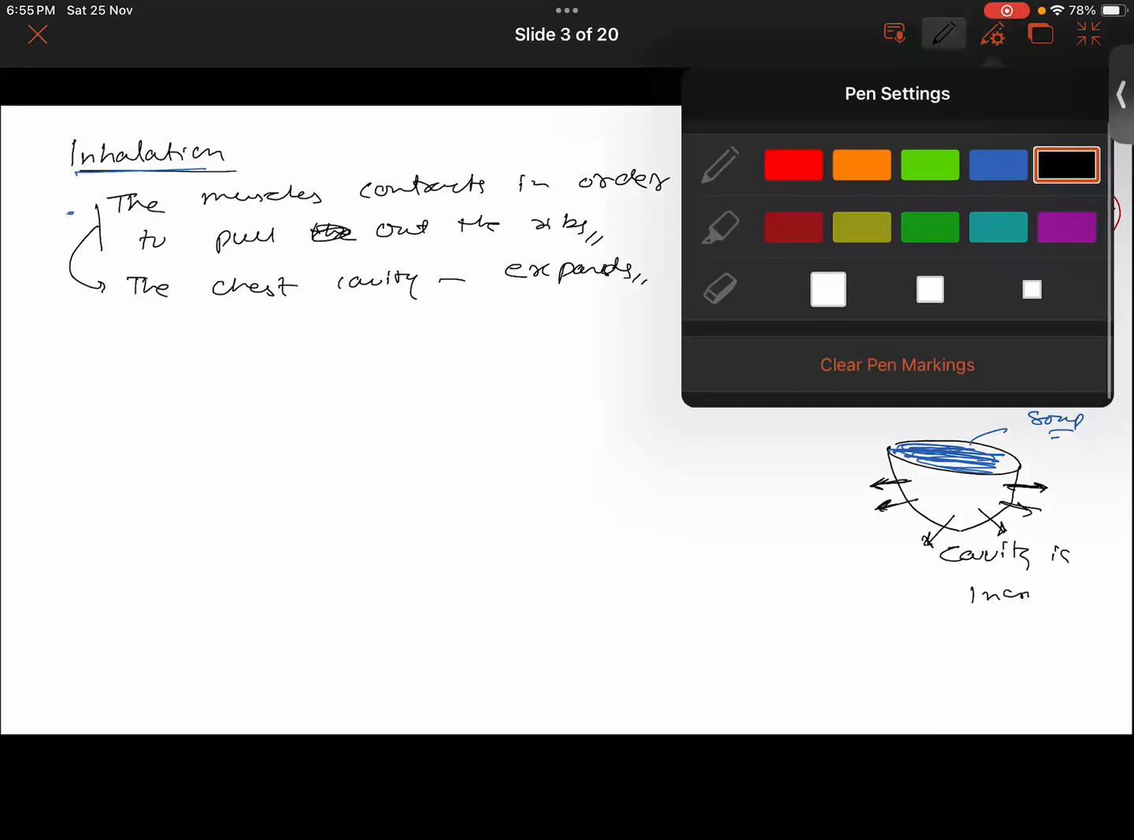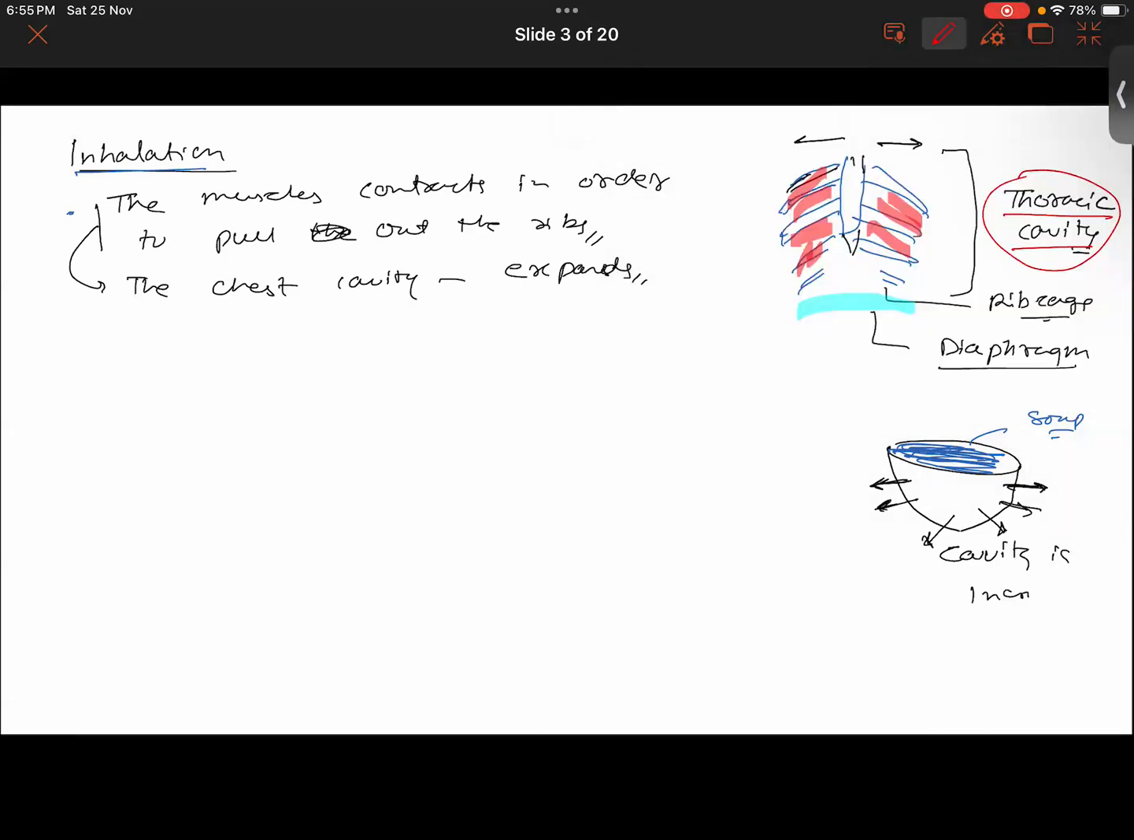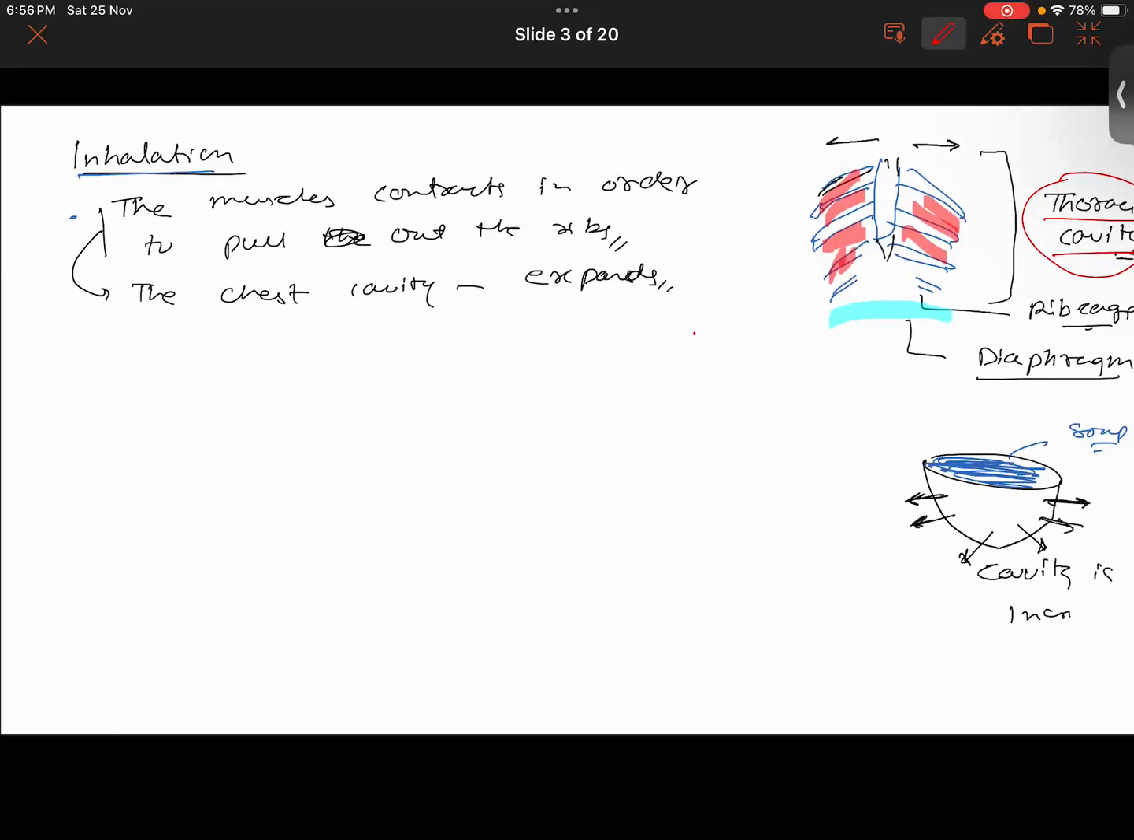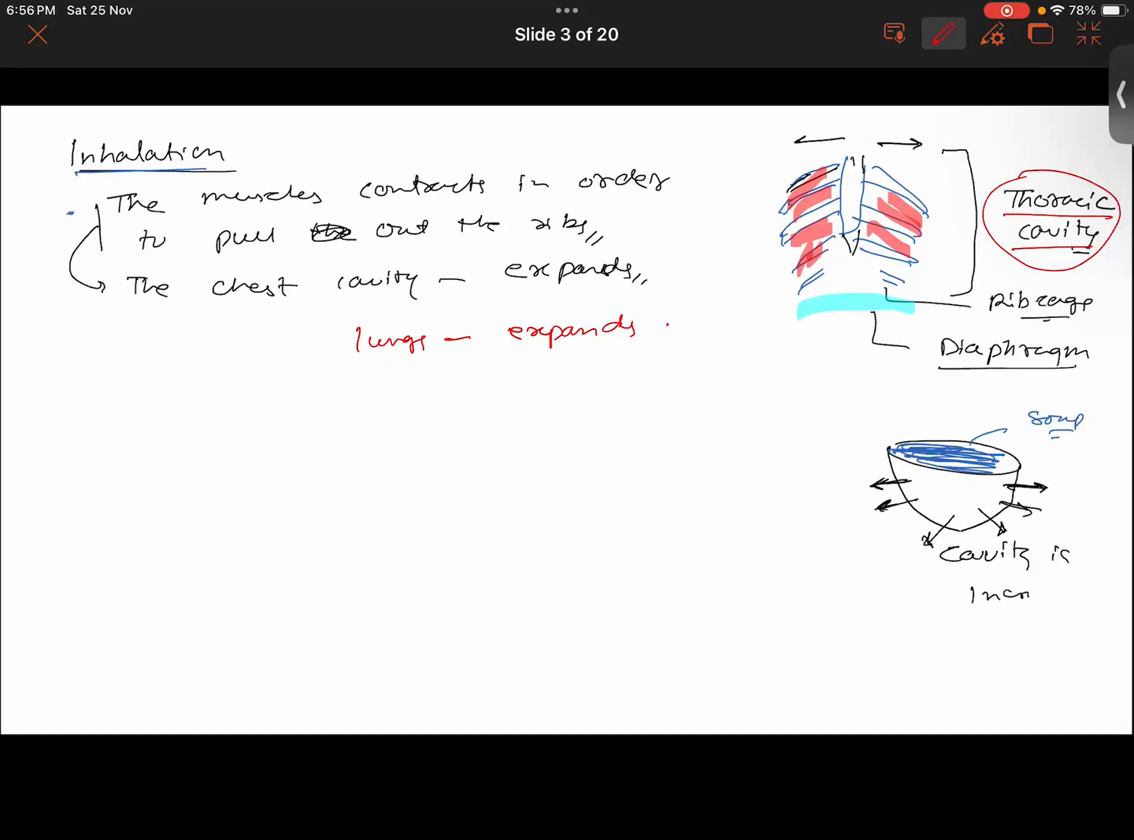Also, look, one more thing has to be understood here. Our lungs expand and contract. So while the rib cage expands, thereby the lungs also expand. So due to this, the lungs will also expand. So thereby, they will be filled with more air. Hope this is clear.